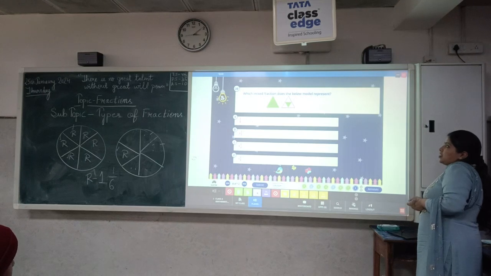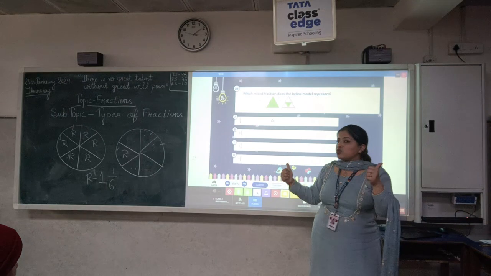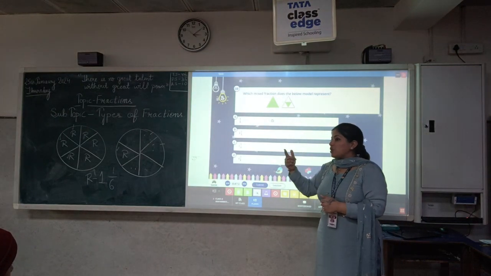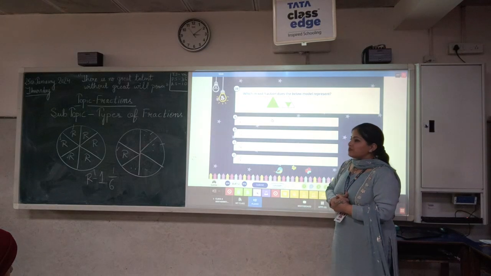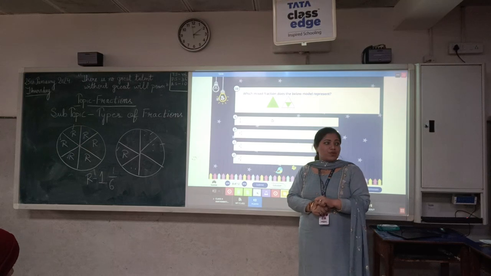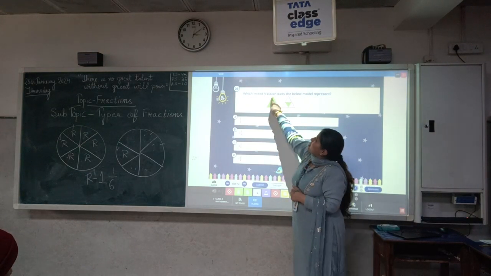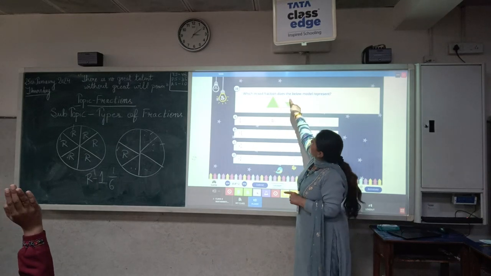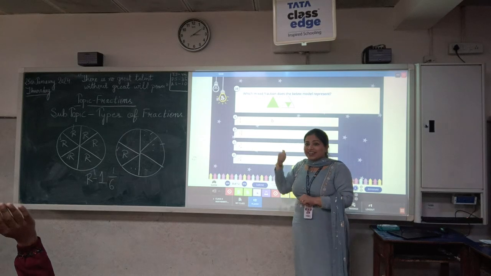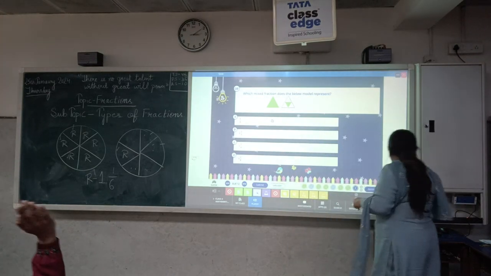Which mixed fraction does the below model represent? Who is going to answer this question? Vartika. Ma'am, B part is the correct answer. How can you say? No, it is not the correct one. Ma'am, first is the whole. See, this is one whole, but there are how many parts? 1, 2, 3, 4. So, what is the correct answer? Ma'am, C. Okay, let's check out C.